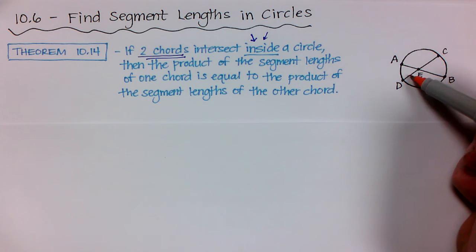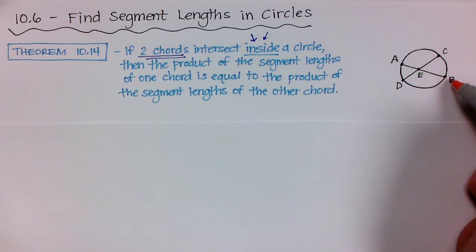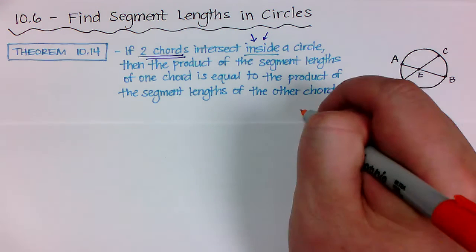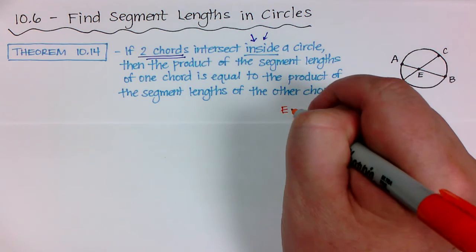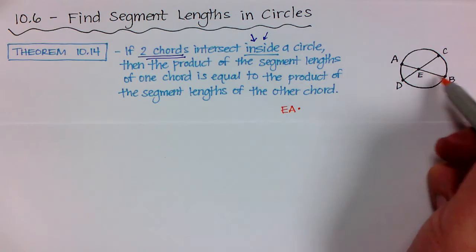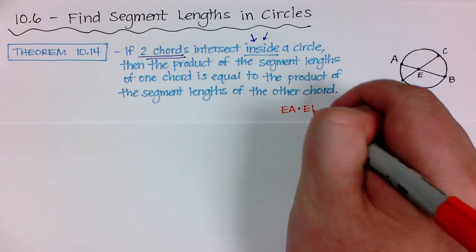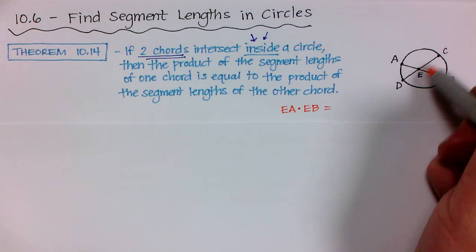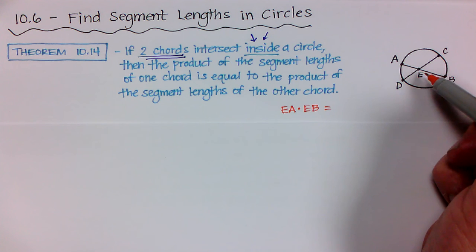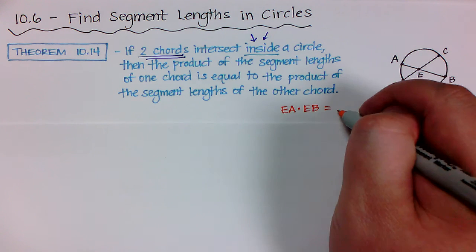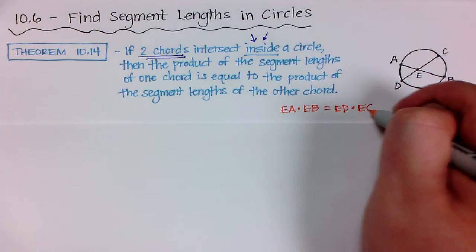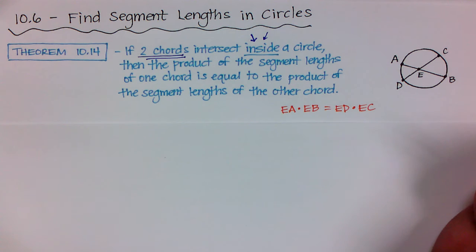So if I'm looking at this chord right here, let's talk about AB all the way across, then the first segment, EA, times the second half of it, EB, is going to equal the segments, when they're multiplied, of the second chord. So ED times EC. And that's it. Pretty awesome. Okay, I love that rule.